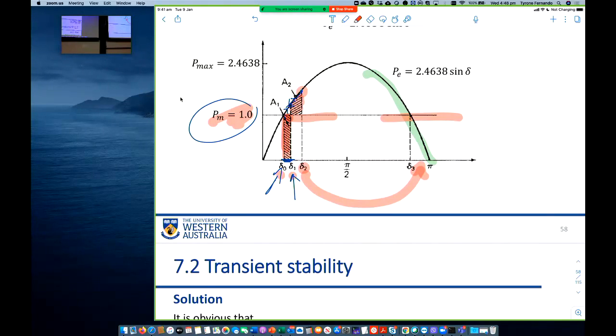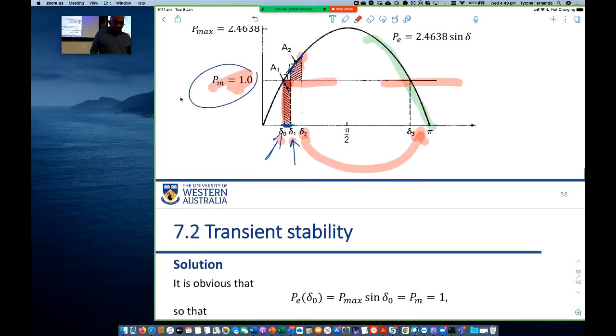So you will have to spend a bit of time understanding what I'm just saying. It's not hard to understand, but you need to sit and understand. Yeah, it returns to delta naught in steady state, because that's where the mechanical power and electrical power intersect. Okay.